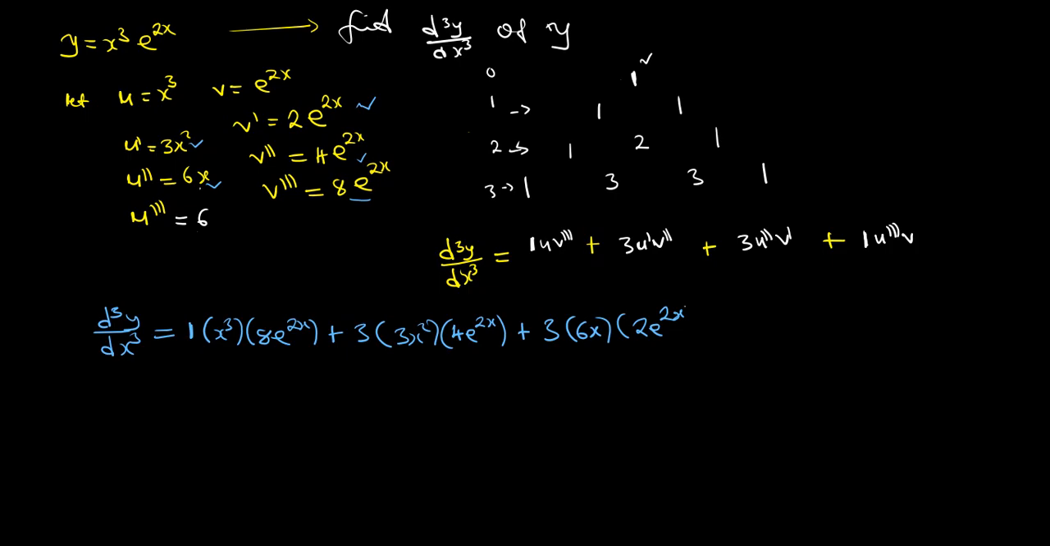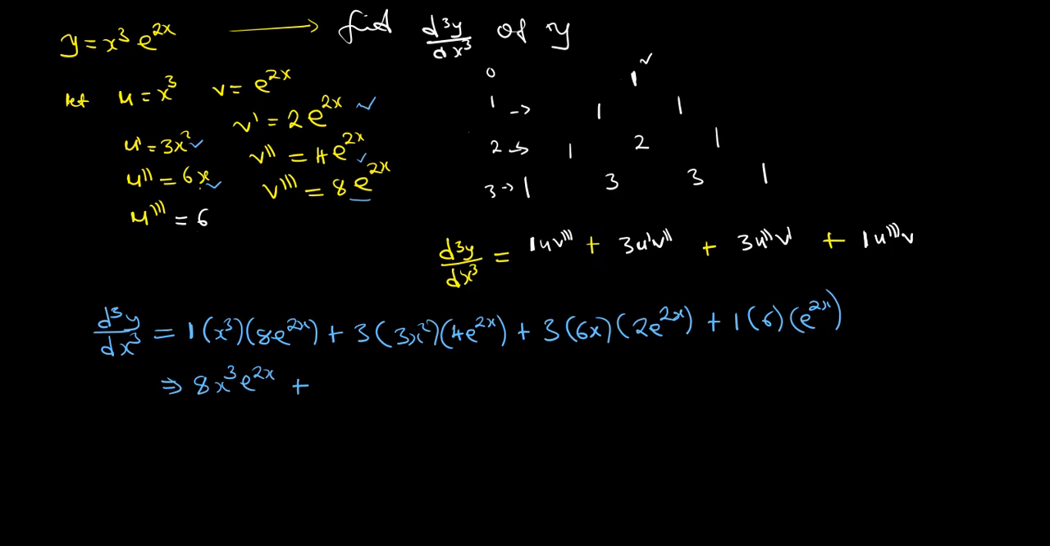Then plus, you write 1, open bracket, u prime prime prime, that's 6. Then v is just e to the power 2x. So this is the answer that we are almost getting. You multiply now. No, 8 should be in front there. We are grouping the right terms, we are now simplifying. We write 8, because 1 times 8 is 8, x to the power 3, then e to the power 2x, like that.